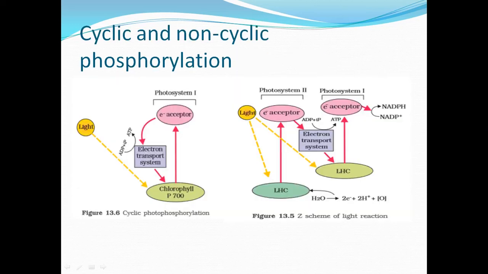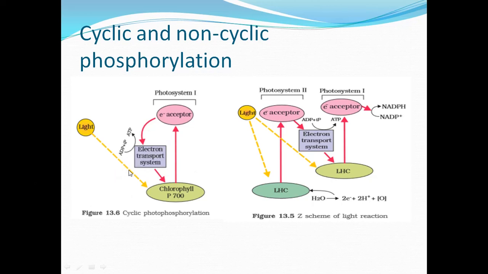Light reaction involves cyclic and non-cyclic photophosphorylation. Now here, phosphorylation means formation of ATPs. Photophosphorylation means formation of ATPs in the presence of sunlight. Now let's see cyclic photophosphorylation.